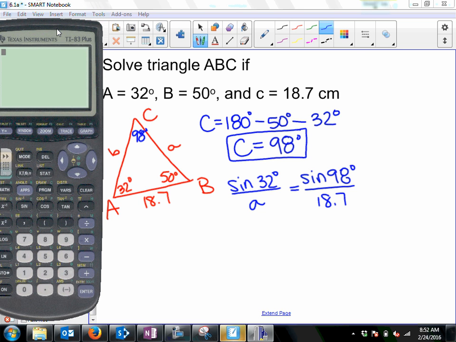How do we solve proportions? We cross multiply. So we have 18.7 times the sine of 32 degrees equals A times the sine of 98 degrees. Now I need everybody to stop what they're doing. Some of you are trying to go ahead of me. I don't want that. The first thing you need to do is check your mode. Make sure your mode is in what? Degrees. Okay, do that right now.